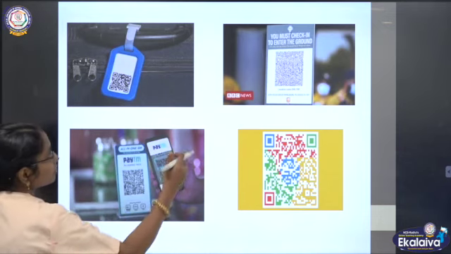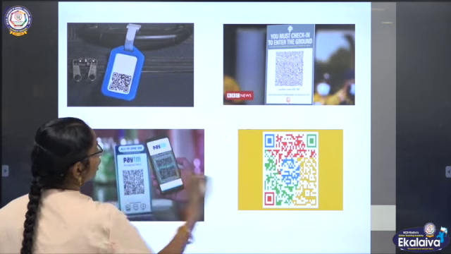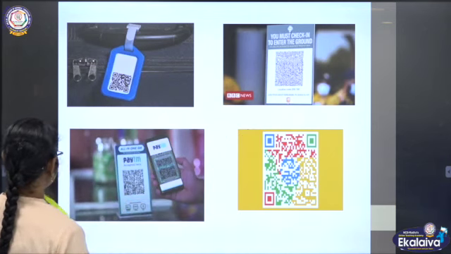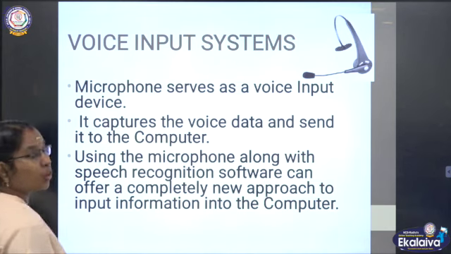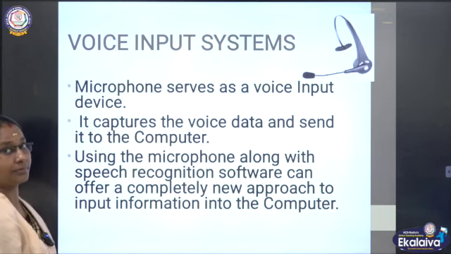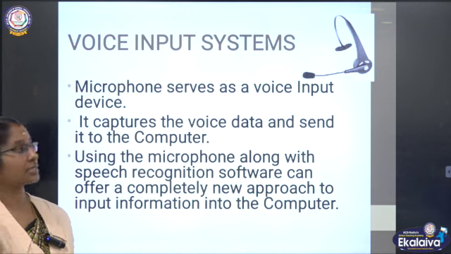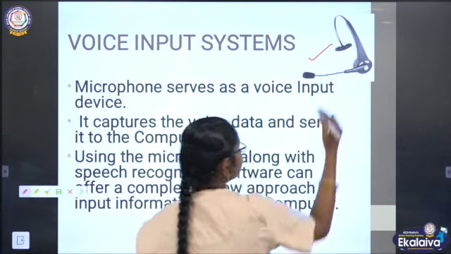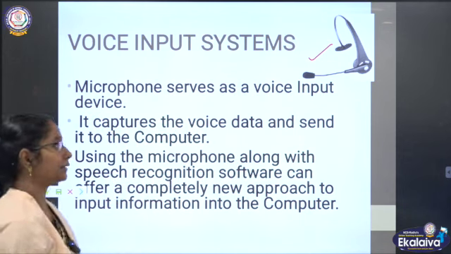Next, we have QR codes on different locations. And next, what we are going to see, voice input system. This is the image of a voice input system. Simply we say it as a microphone, no? Yes.